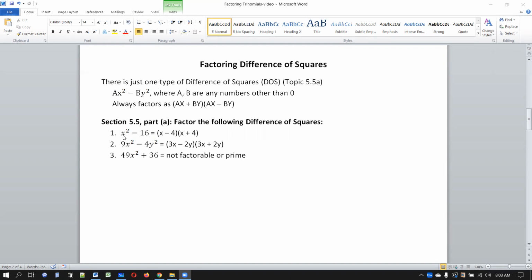So the first, and again, the answers are already here for you to see, and I'll work them out for you to know exactly how to do a problem by difference of squares. So the first problem is x squared minus 16. So let's go to the whiteboard.